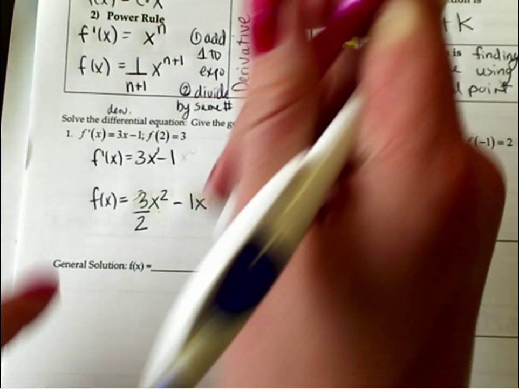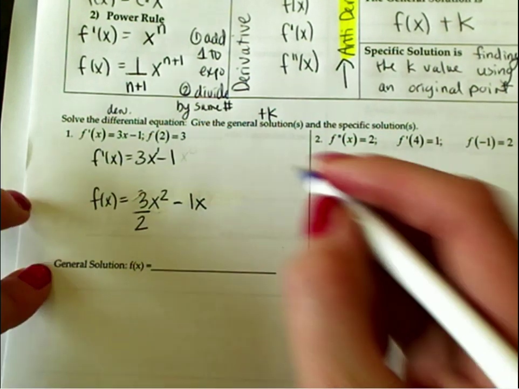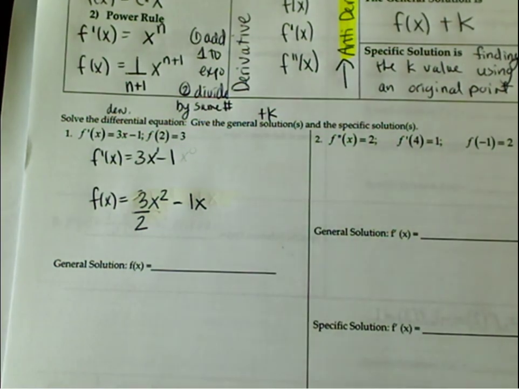Okay. What's your general solution? Guys, that's a parabola. Does a vertical shift affect the slope? No. Plus k.